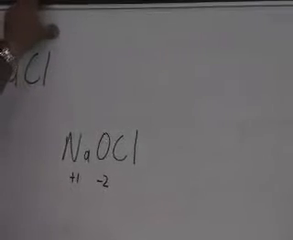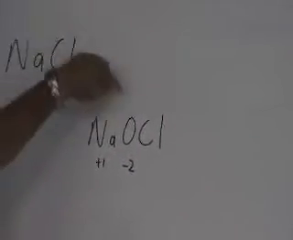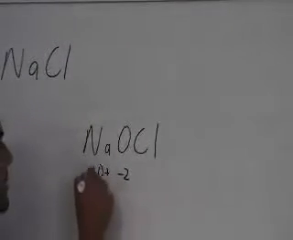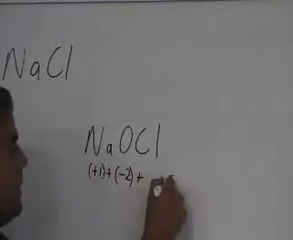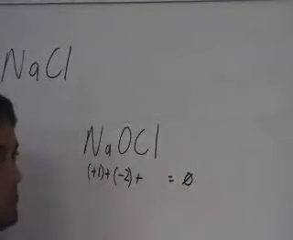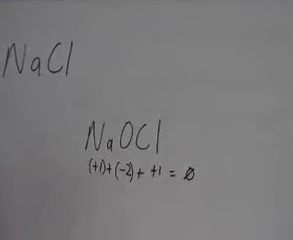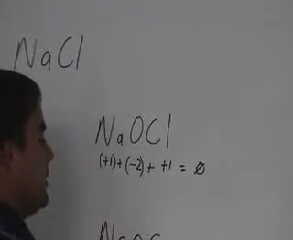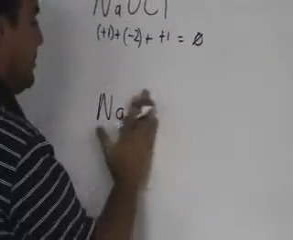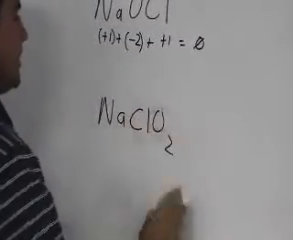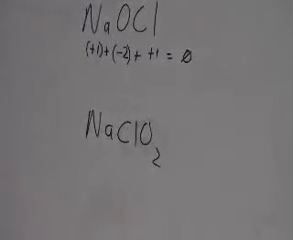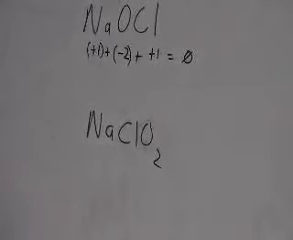Is there a charge there? No, it's neutral. Is there a charge here? No. So that means this chlorine's got to be what to equal 0? +1. Whoa, wait a minute. What are you talking about? All right, chlorine's got a +1. Let's take a look at this one. This one right here is called sodium chlorite, ITE.